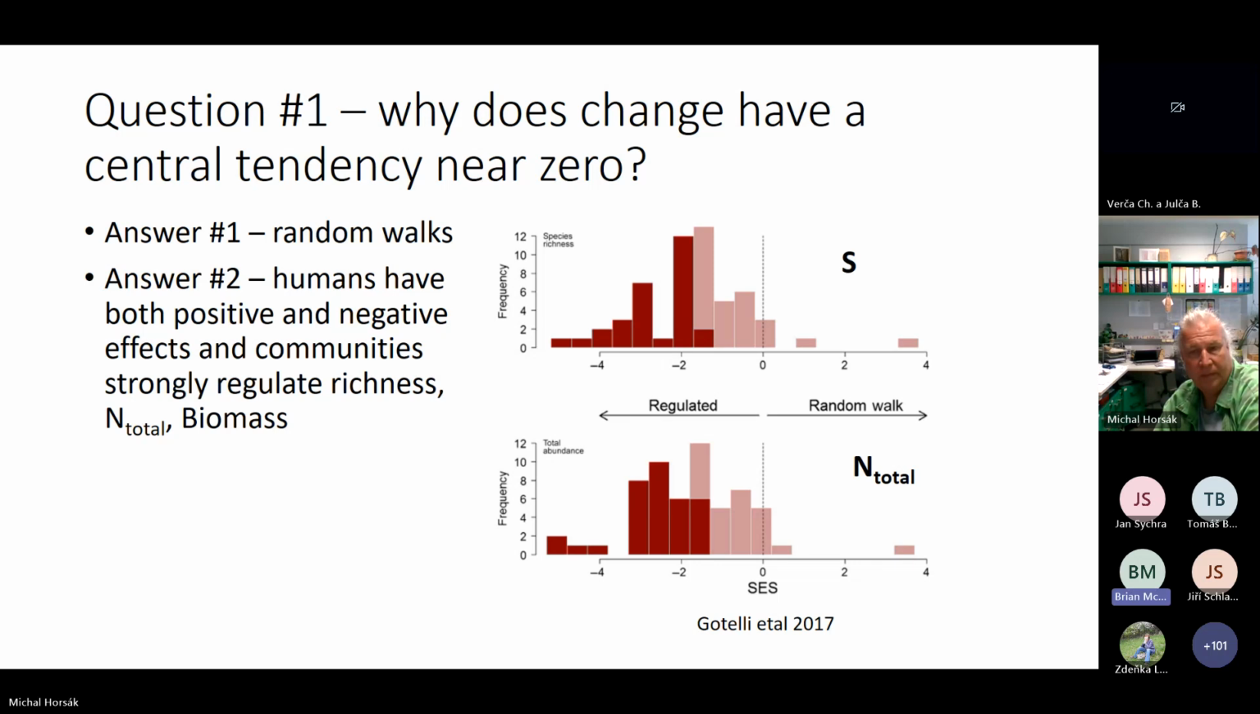So both total richness and total abundance in these time series show not random walks, which is maybe an argument against the central limit theorem, but a pretty strong return tendency. Go ahead.